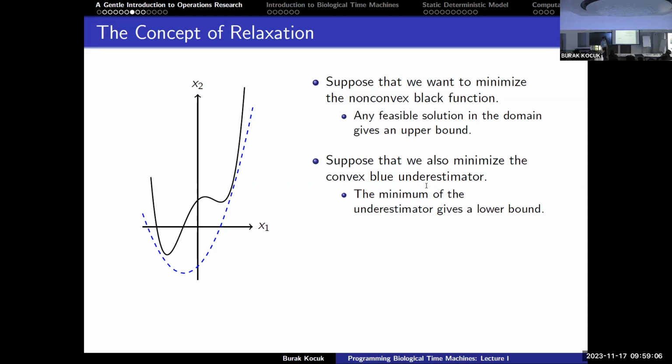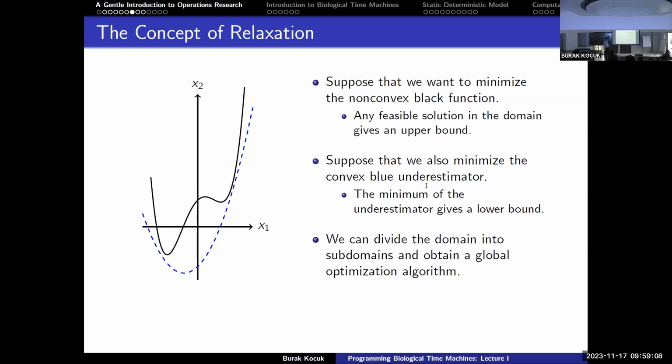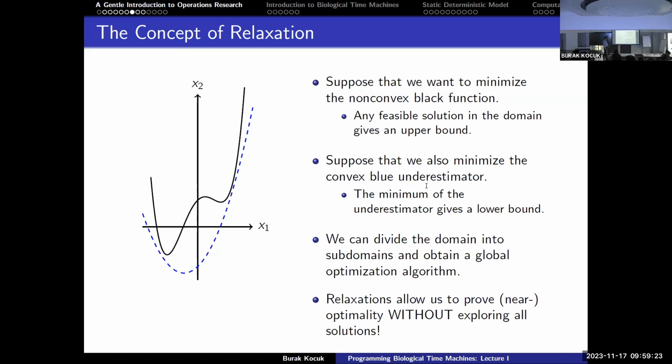I will not explain this today. But you can even do more steps. You can subdivide the domain, so that your blue function looks more similar to the black function in these subdomains. So you can divide and conquer. This way, hopefully, you don't need to look at all possibilities. By just looking at a small number of possibilities, you can prove things like near optimality.